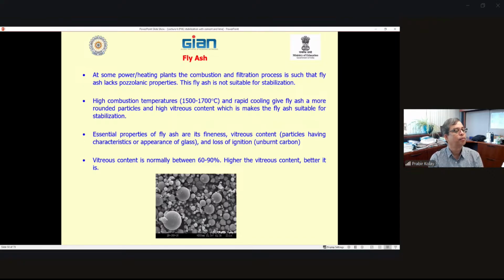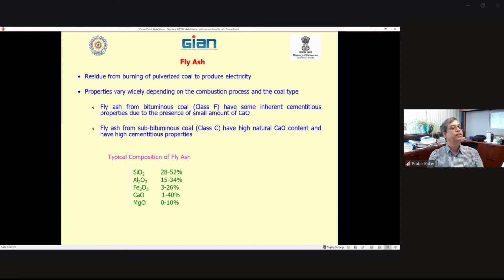Here the properties are fineness, vitreous content, and the loss on ignition, which indicates unburned carbon. If there is more unburned carbon, that is not good. The vitreous content is normally between 60 to 90%. The higher the vitreous content, the better. Again, we need to look at the chemical composition. Here, calcium oxide is the main component, right? For the glue that holds things together, it is 1 to 40%.